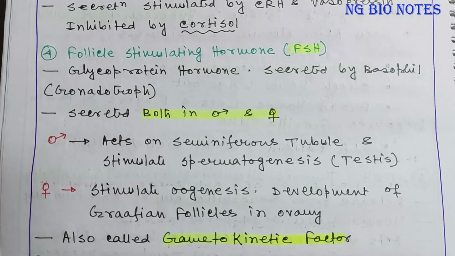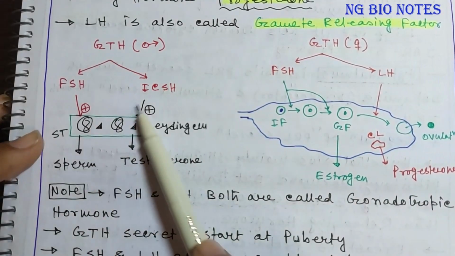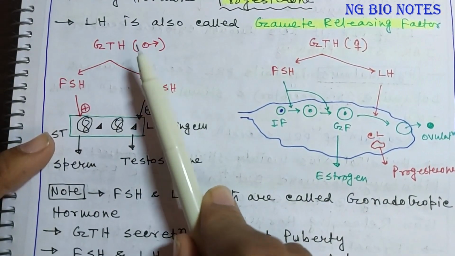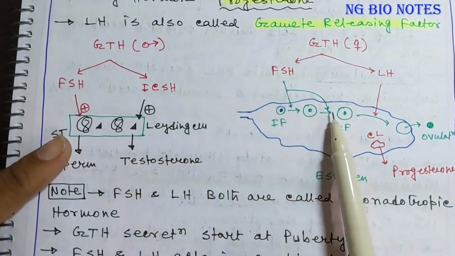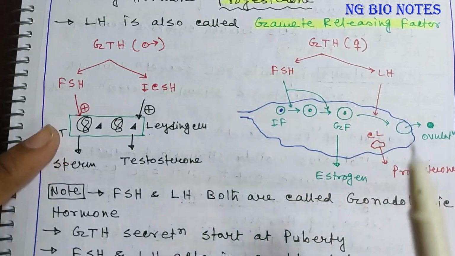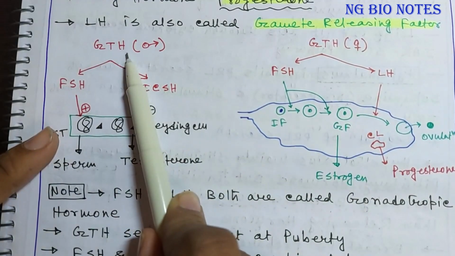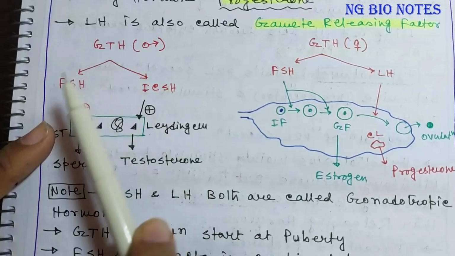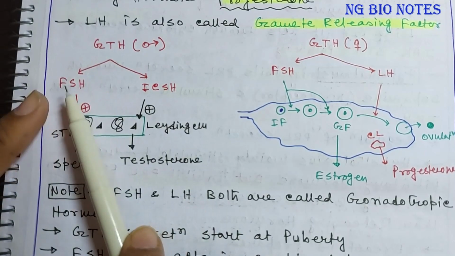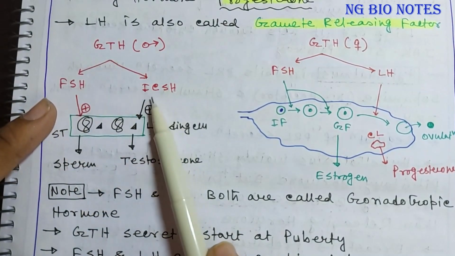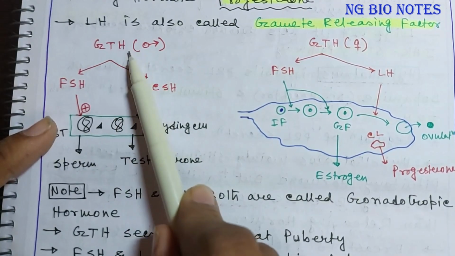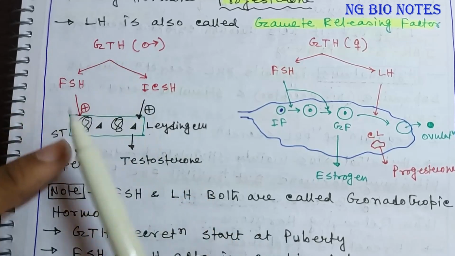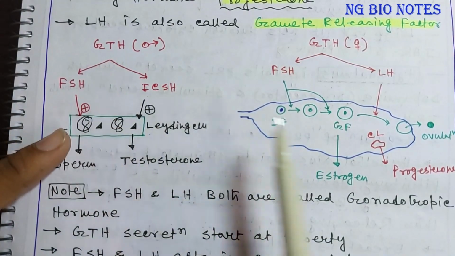Now first we see the function of this gonadotropic hormone with the help of an image, a very simple diagram. This gonadotropic hormone is secreted in both male and female, but its function is different in these two sexes, right? So in the case of male, two types of gonadotropic hormone are secreted: one is FSH and another is interstitial cell stimulating hormone. Since these are the gonadotropic hormones, they activate the gonad. Gonad means testis and ovary.